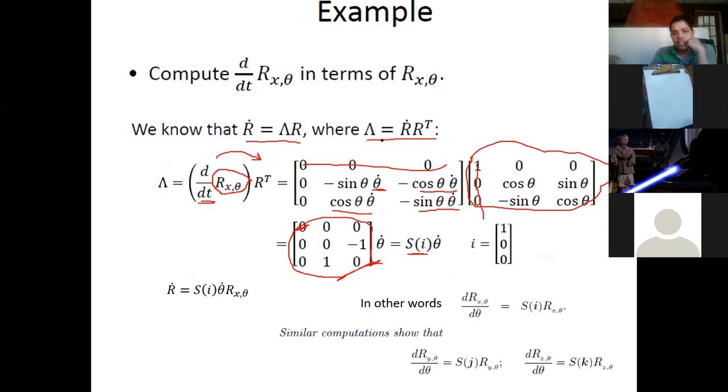So this is SI, then theta dot, where I is obviously 1, 0, 0. Okay? So if you happen to take the derivative with respect to theta here, this t is now theta, what happens? You would get rid of the theta dot terms. Exactly. So you get rid of this theta dot term, and you simply get SI.